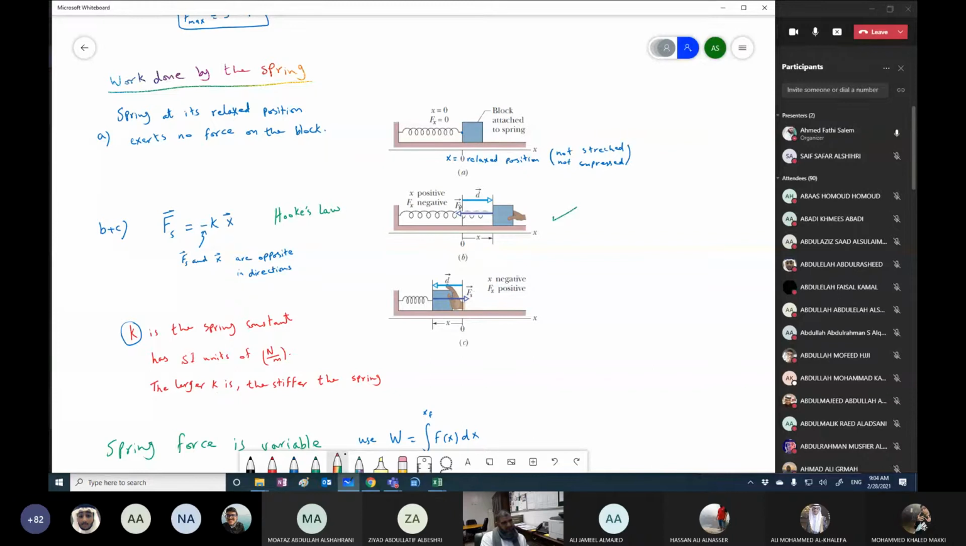Now if you are pushing the block and compressing it, the displacement will be leftward, and the spring will be pushing your object, so the displacement will be to the left and the force will be to the right. Up here, displacement is to the right, force of the spring will be to the left. So this minus sign tells you that the force and the displacement are opposite: if one is to the right, the other will be to the left. If the displacement was to the right and became left, the force became right. This is the meaning of the minus sign.